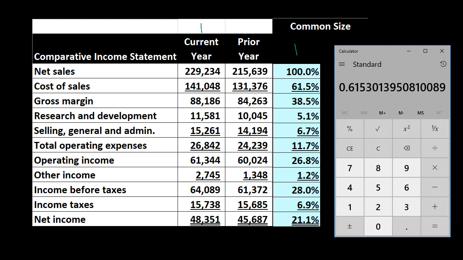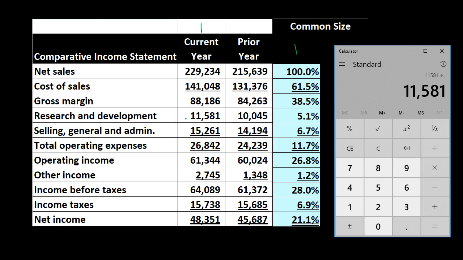Obviously, that's going to be the highest percentage when we look at a vertical analysis, typically for a company that sells inventory, because the inventory is going to be the highest dollar amount, the highest expense in relation to the sales. And then we have the gross margin, which is going to be the 88,186 divided by the 229,234. That gives us the 38.5%, which could also be calculated as 100 minus the 61.5, 38.5%. So you can do those subtotals either way, and you can basically double check your work in that format. You can just go all the way down through this.